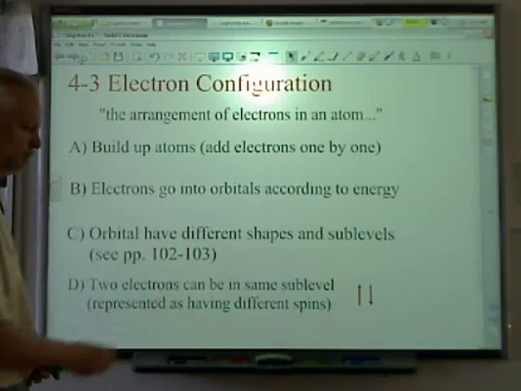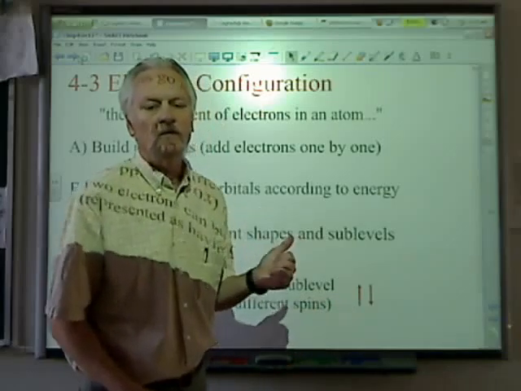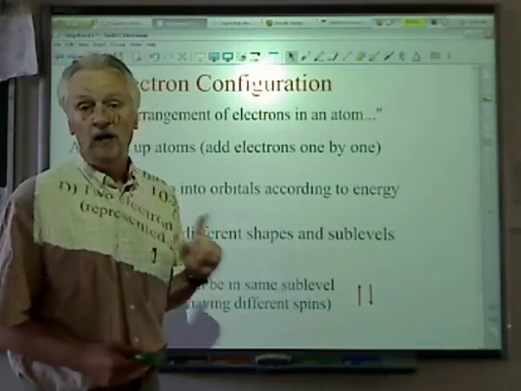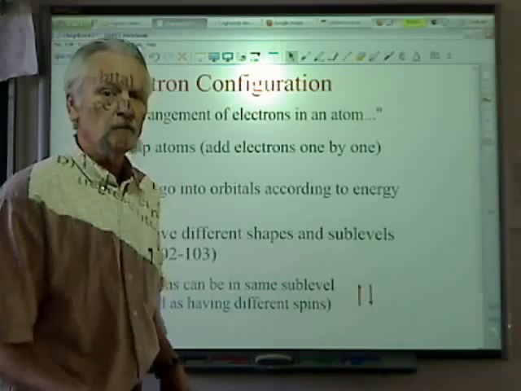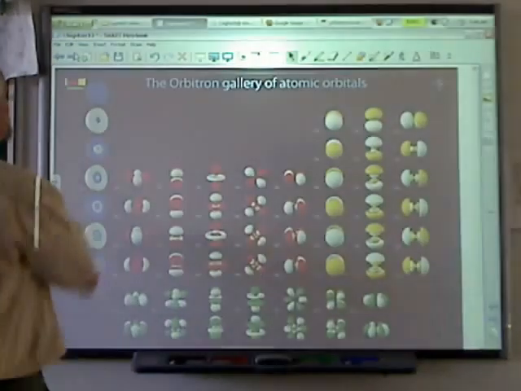In that box view, we'll often represent the electrons as simply being arrows. One of them will be pointed up to indicate a positive spin quantum number, the other one pointing down to indicate a negative spin quantum number.